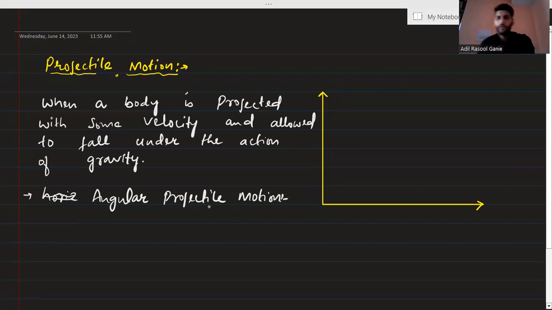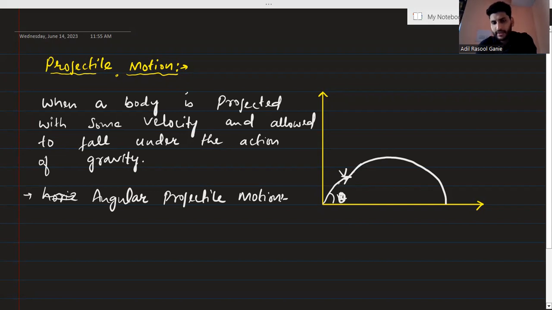Now, what is this angular projectile motion? Suppose we have the x and y coordinates, where x is the horizontal surface and y is the vertical surface. If I am projecting a body by giving a certain initial velocity v, and it makes a certain angle theta with respect to the horizontal, and I allow it to fall under the action of gravity, this type of motion is known as angular projectile motion.